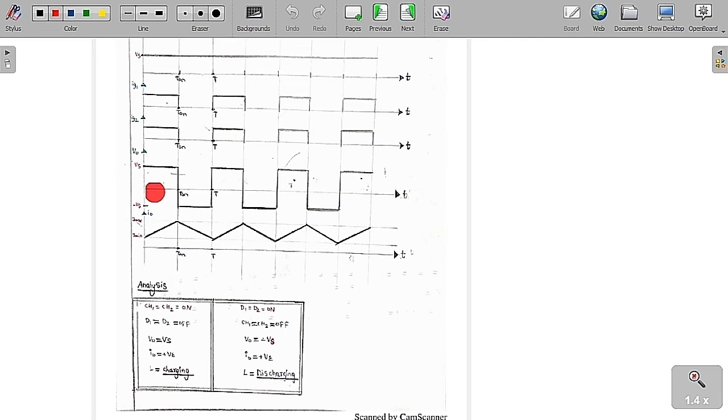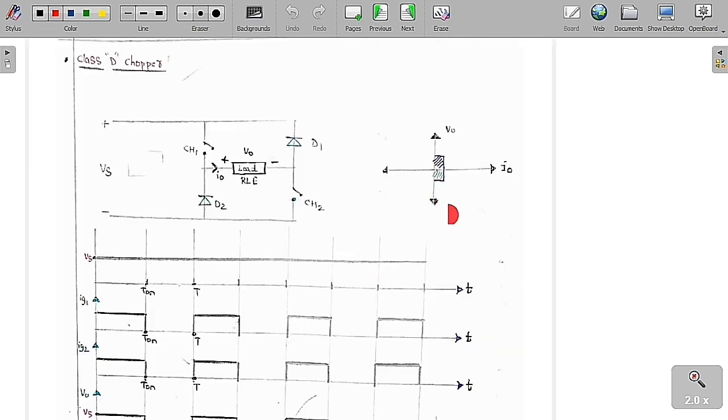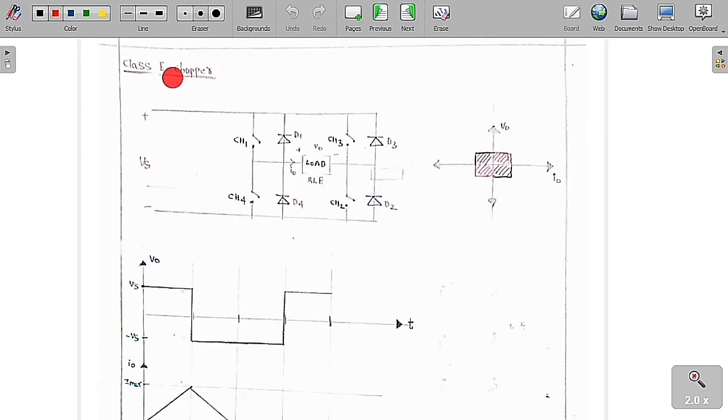So we can say that the output voltage is positive and also negative, but the output current is always positive. Therefore this is called the first and fourth quadrant, so the first quadrant and also the fourth quadrant are covered. This is called the class D chopper. We have discussed that class A means first quadrant, class B means second quadrant, class C means both the first and second quadrants, and class D means first and fourth quadrants.